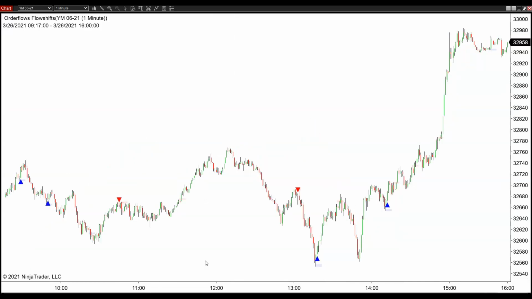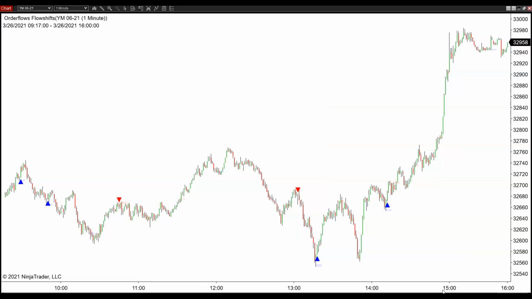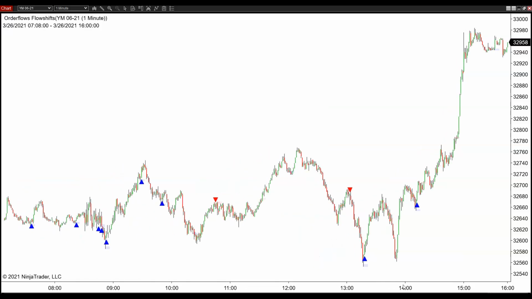Mini Dow, YM. This chart is set to volatile markets, low volume, normal markets. I have a swing period of 1, delta confirmation I have on all my charts. Balance strength is 1, balance points is 2. Trade entry signal is on. So you can see.